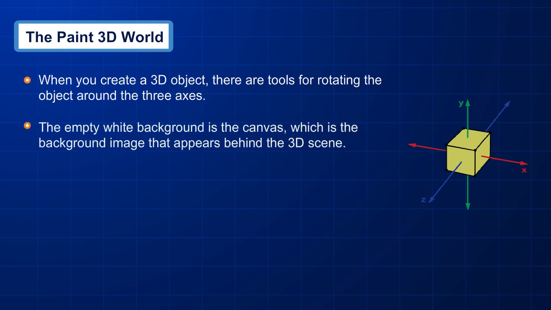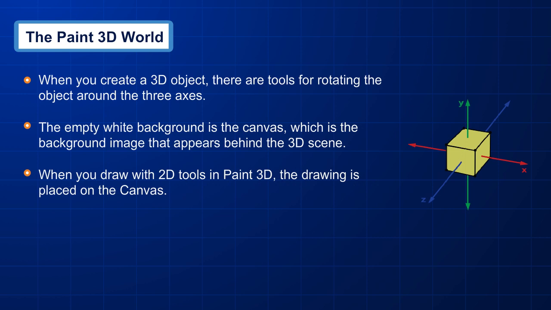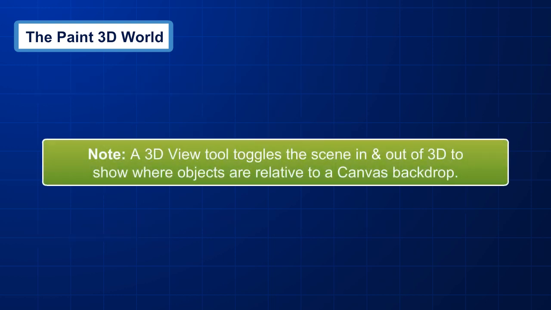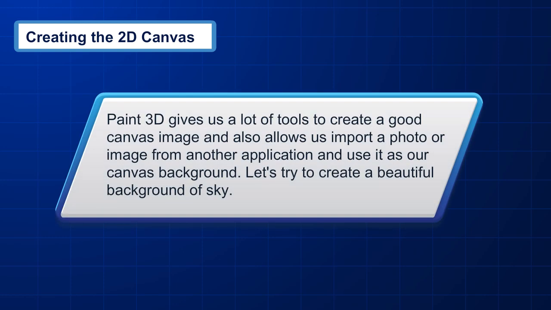The empty white background in the canvas is the background image that appears behind the 3D scene. When you draw with 2D tools in Paint 3D, the drawing is placed on the canvas. Once 3D objects are added, they can be moved in and out of the plane of the canvas. Note: a 3D view tool toggles the scene in and out of 3D to show where objects are relative to a canvas backdrop.